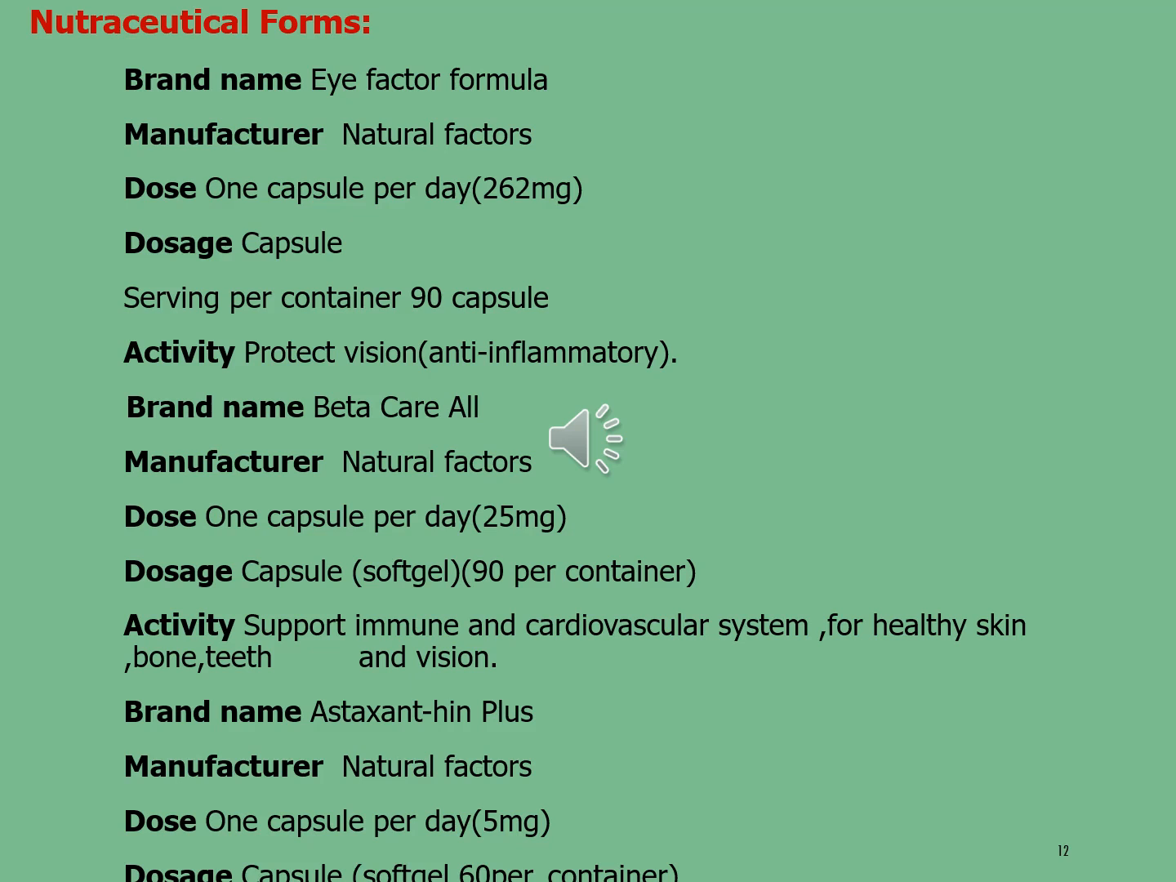The second brand is Beta Care All. It is manufactured by Natural Factors and its dose is 25 mg per day. It is formulated in soft gel capsules. The activity of this brand is to support the immune system and cardiovascular system, for healthy skin, bone, teeth, and vision. The last brand is Astaxanthin Plus. It is also manufactured by Natural Factors and its dose is 5 mg per day. It is formulated in soft gel capsules and its activity is antioxidant.